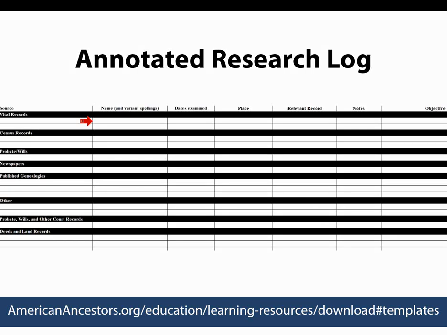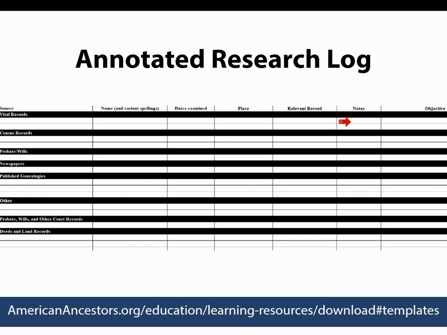So you can do that here in this column. And then it allows you to put the dates that you examined, as well as whether or not you found a relevant record. And then also this note section. The note section is very important because it allows you to put information in that maybe doesn't fall into these particular columns set before that.